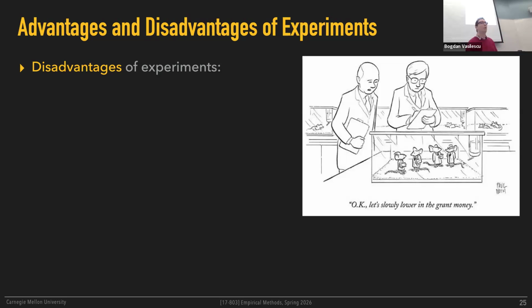What else? There's maybe one more. Maybe there could be some ethical issues that will prevent us from running experiments in the first place. Yeah, sometimes you just can't do them. You can't randomly assign people to do something that is likely harmful, for example. Yes, so there's that.